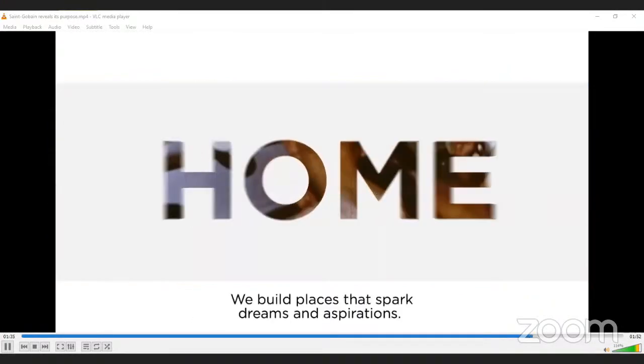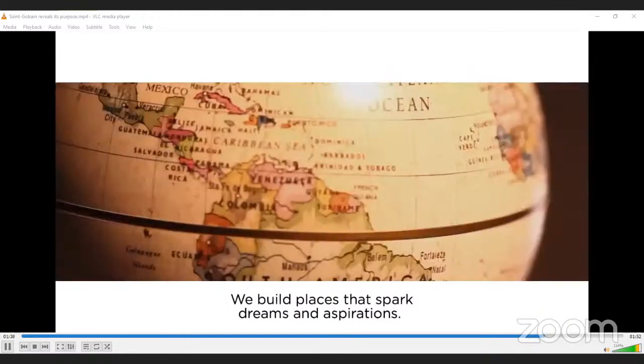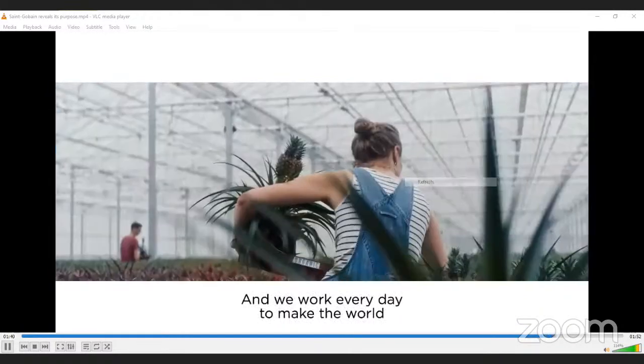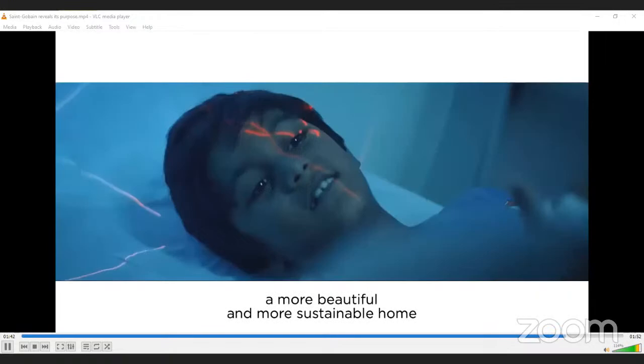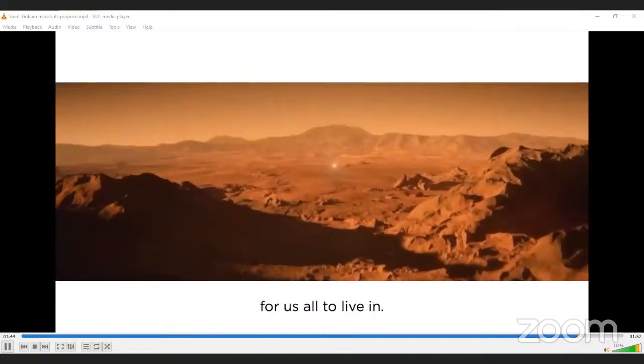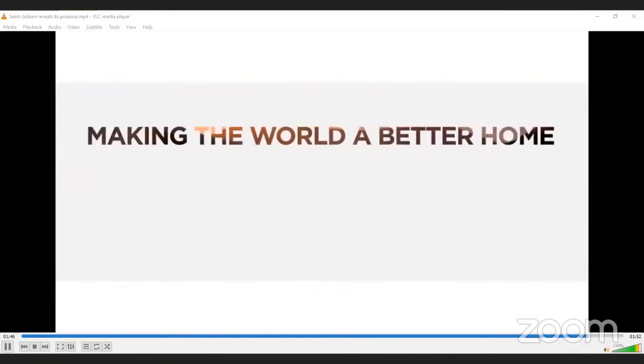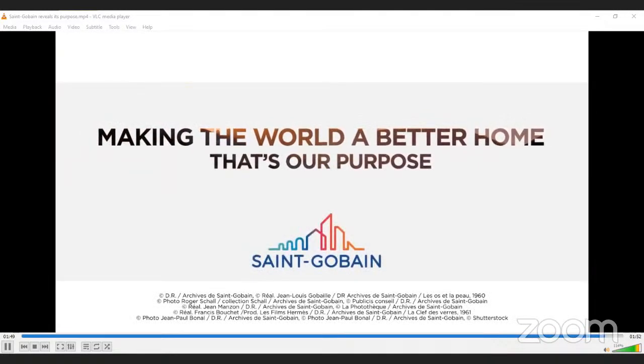Home. We build places that spark dreams and aspirations. And we work every day to make the world a more beautiful and more sustainable home for us all to live in. Making the world a better home. That's our purpose.